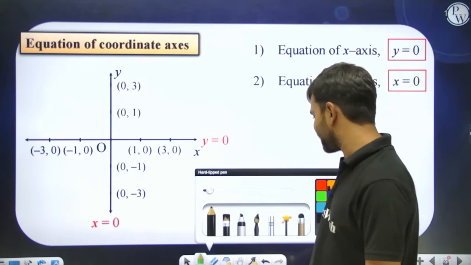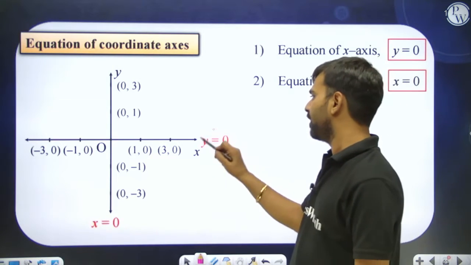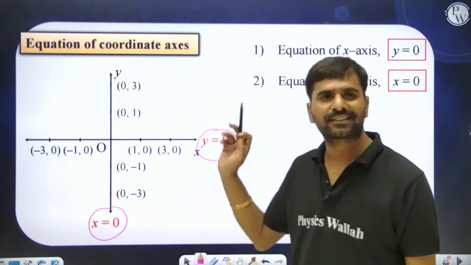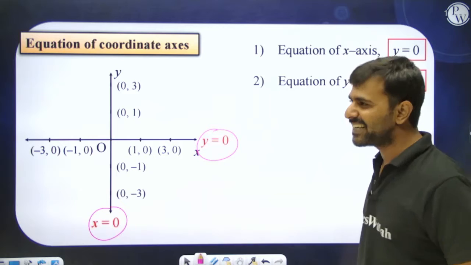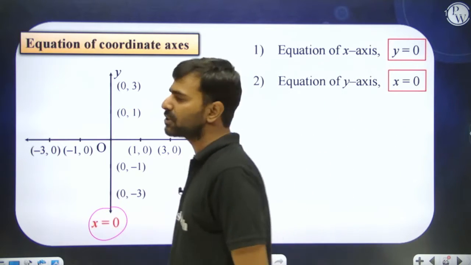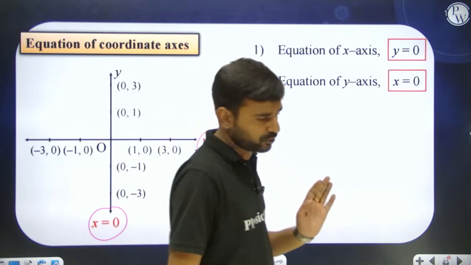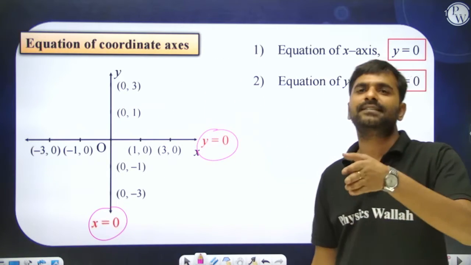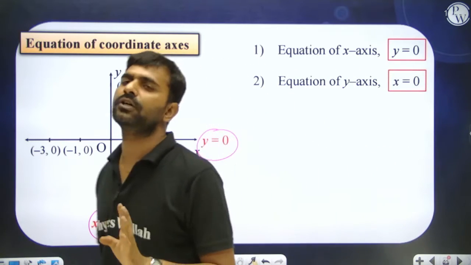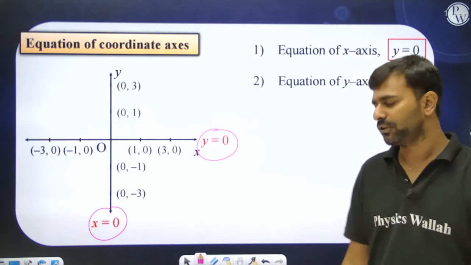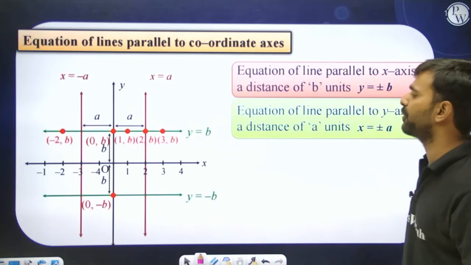Equation of coordinate axes. The x-axis has y equal to 0 and the equation of the y-axis is x equal to 0. On the x-axis y is always equal to 0, and on the y-axis x will always be equal to 0. If a line is parallel to the x-axis, then y will always be a constant on that line, and if a line is parallel to the y-axis, then x will always be a constant on that line. Keep these points in your mind.